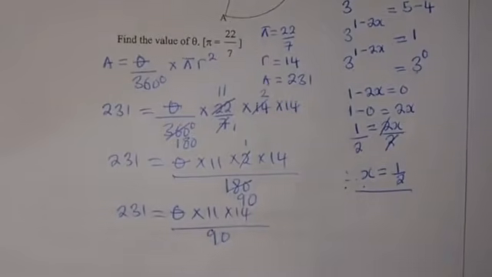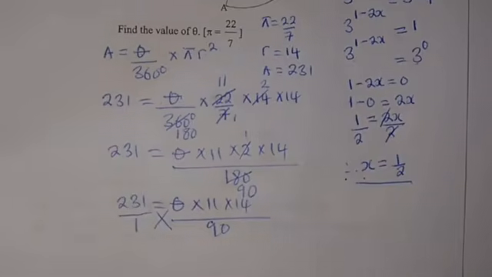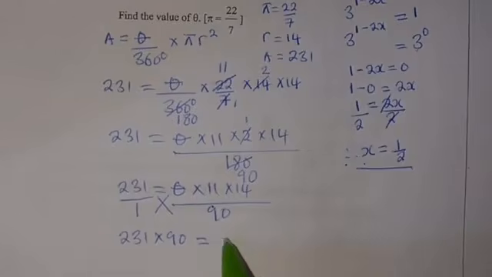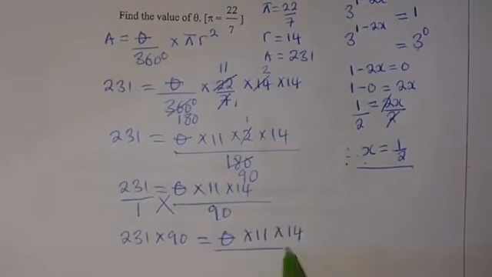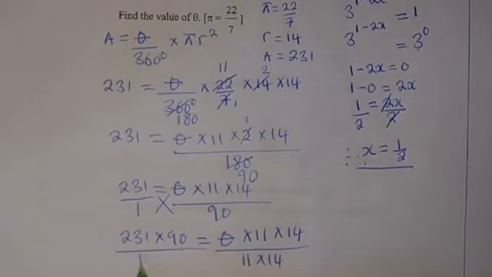So this is paper 1. You really need to know how you can work out this one, because we are not going to have a calculator. So you can divide this side by 1 so that we cross multiply: 231 times 90. Don't get the final value, just write 231 times 90 is equal to theta times 11 times 14. You want to find the value of theta, so you divide by 11 times 14. On the left hand side we do the same, 11 times 14.